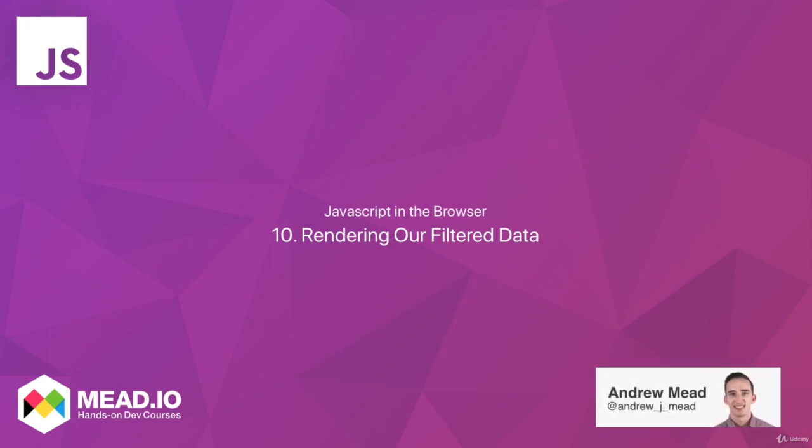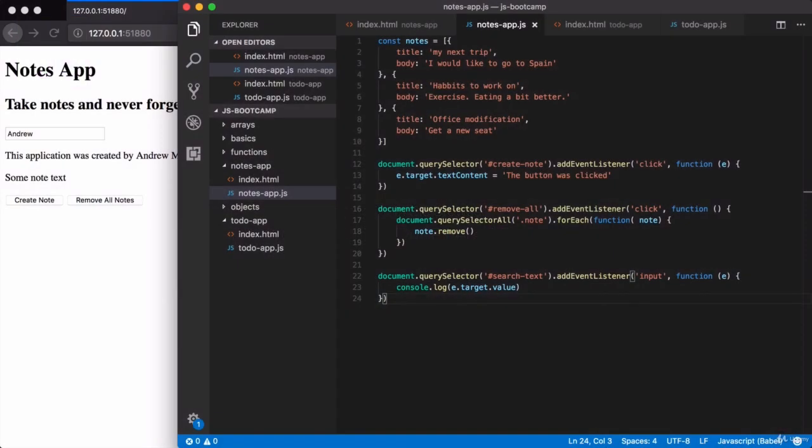In this video, we're going to render our data and filter it on the fly, meaning that as the search field changes, we will update what gets shown to the user. Now for the Notes application, we currently do not render this data at all. The data shown here is from a static set of paragraph tags, so we're going to fix that as well.